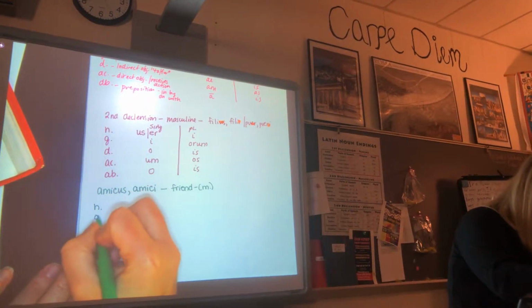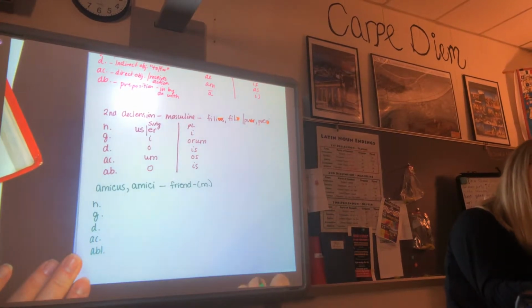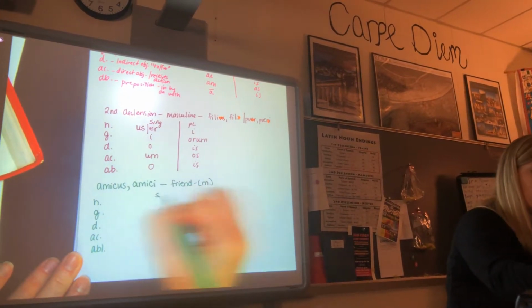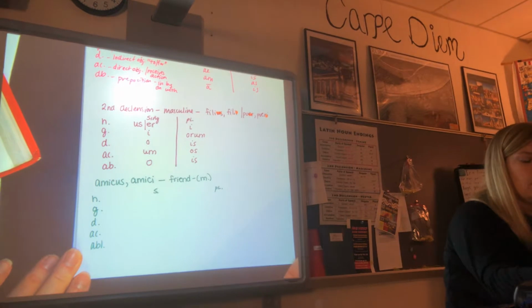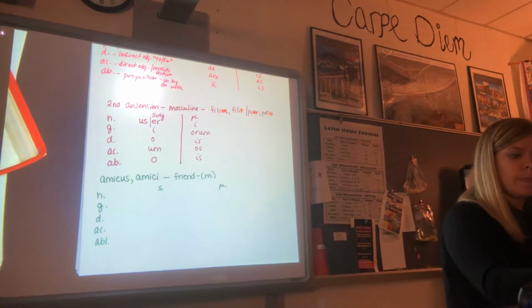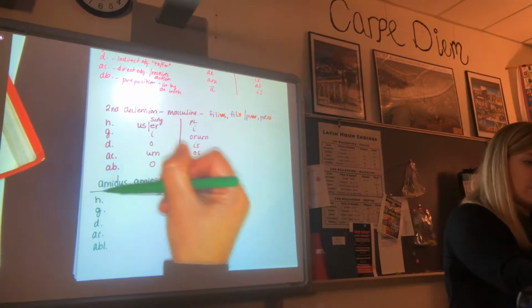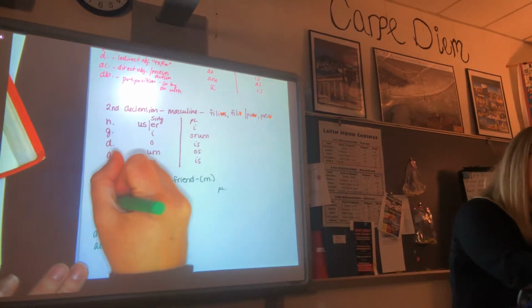Make your chart. Nominative, genitive, dative, accusative, ablative. You have your singular side. You have your plural side. You have to find your stem, right? Everything before the ending. So your stem is amic.